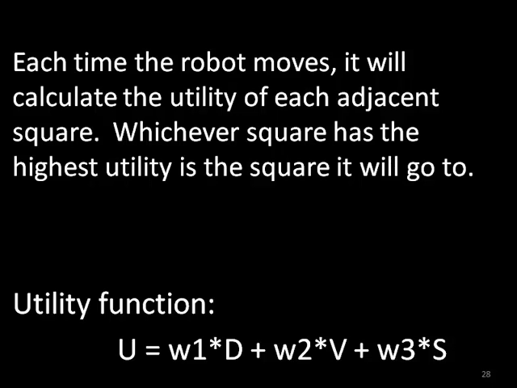Each time the robot is able to make a move, it will calculate the utility of each adjacent square. Whichever square has the highest utility will be the square it will go to. Remember that this is the definition of rational. In this case, the robot is always doing the thing that gives it the greatest reward, given what it knows. And in this case, all it knows is the state of each square around it.